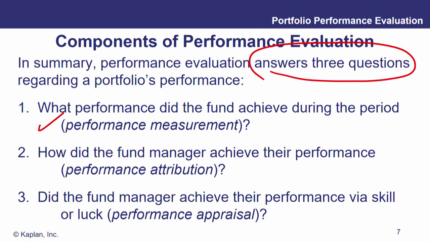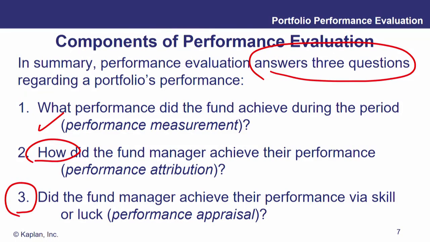Okay, well, that's performance measurement. How did the fund manager achieve their performance? Did they overweight a particular sector? Did they completely avoid a sector? So that's performance attribution. And then the third question, again, that we're trying to answer, did the portfolio manager achieve their performance just by luck? Because again, if they're just getting these returns by luck, I'm not so sure that they're going to continue to do that in the future, and it makes me suspicious of their returns.